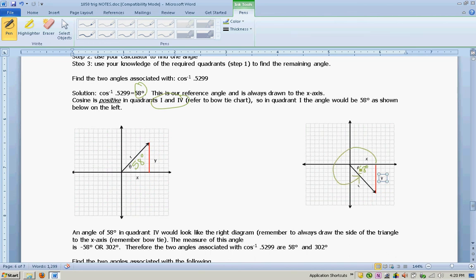Remember, I always start at the x-axis and go counterclockwise through the quadrants. So that angle is actually 360 degrees minus a 58-degree angle, which is a 302-degree angle. So the angle that is in quadrant 4 would have a measure of 302 degrees.